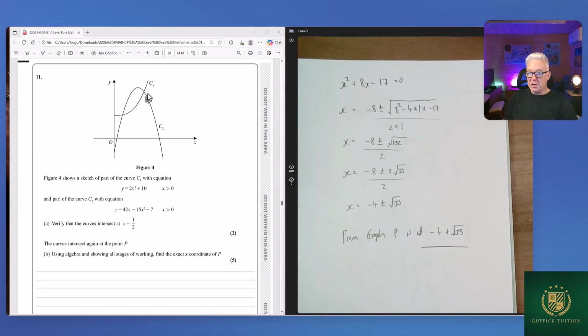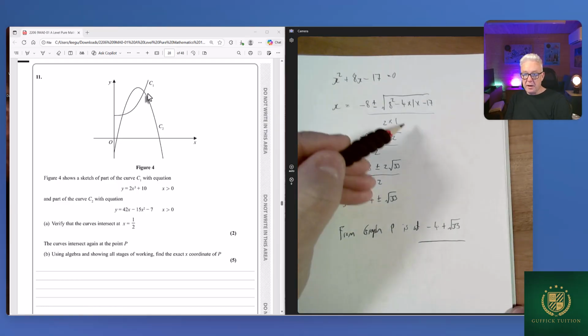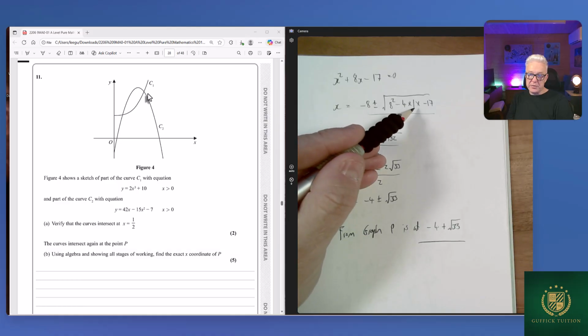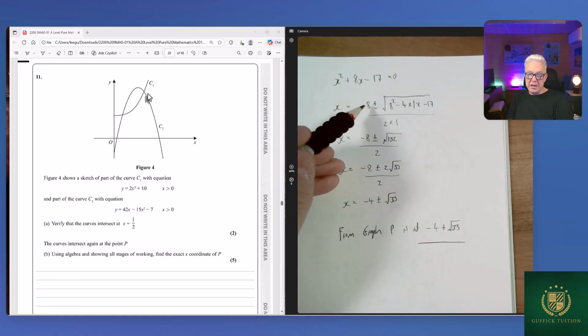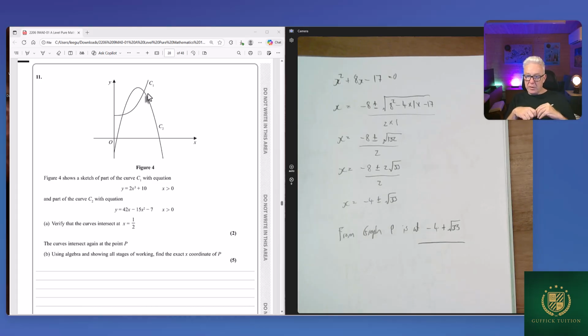Again, I don't want to lose any method marks here. I could just put that in my calculator and write the answer down, but I don't think that would be the right thing to do because we would lose a method mark if we did that. So I'm going to put it into the quadratic formula so that I make sure I get all of my method marks. So I've got minus 8 plus or minus the square root of 8 squared minus 4 times 1 times minus 17, all over 2 times 1, because my a is 1.